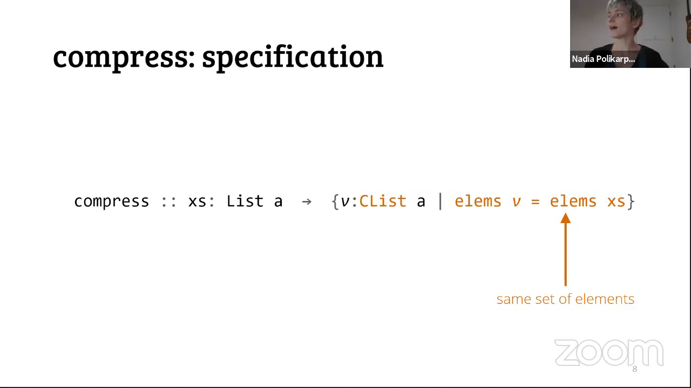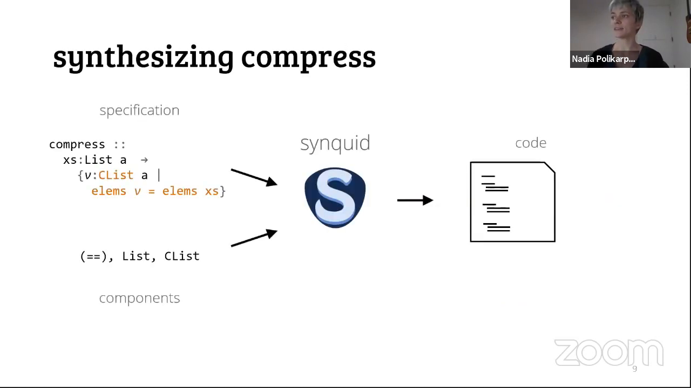So now we can give this type as the specification to Synquid, along with some components. For example, we can give it the definition of list and compressed list, and also perhaps the equality operator so that it can compare the elements of the list. By the way, in this talk, we will just assume that any elements of any type A are comparable just for simplicity. And then Synquid can generate some code for us.